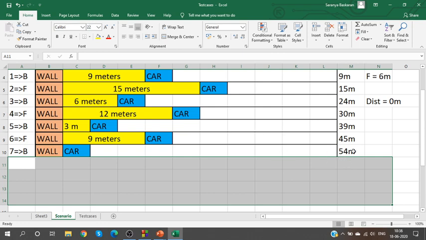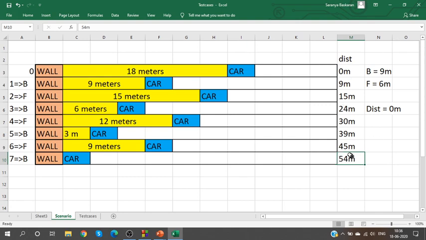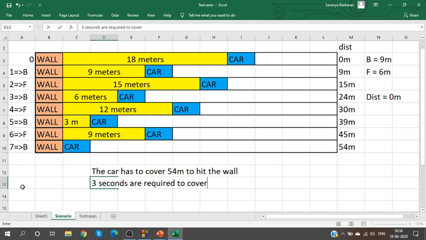What is the total distance covered by the car? The car has to cover 54 meters to hit the wall. The data given to us is that 3 seconds are required to cover 1 meter. This is the data given in the question.